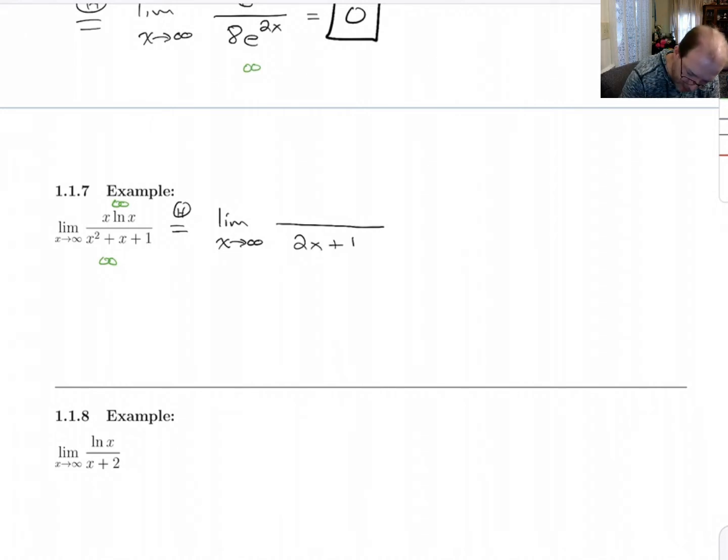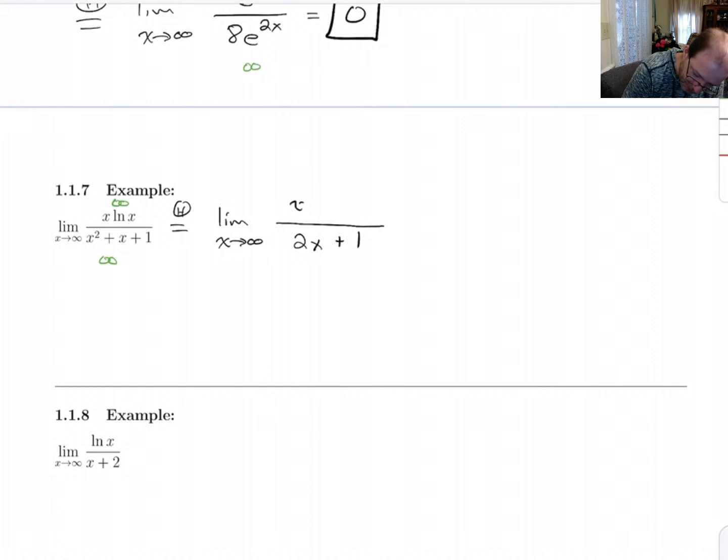Now the top, let me rewrite that a little more legibly. To do the derivative of the top, we've got x times natural log x. So we've got to use the product rule. So we get first times derivative of the second plus second times derivative of the first.